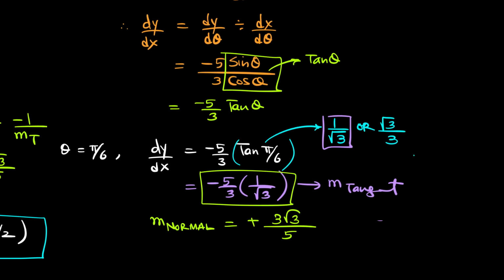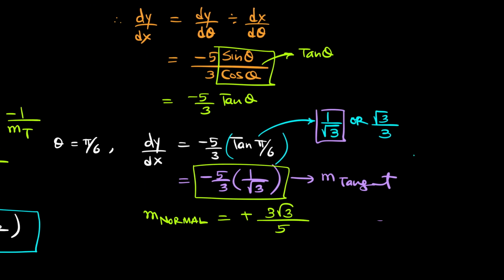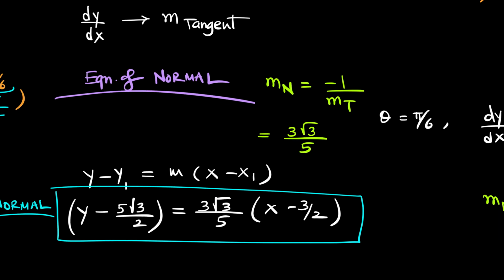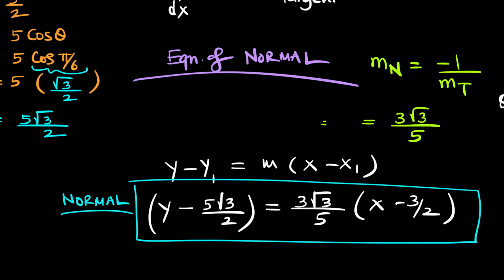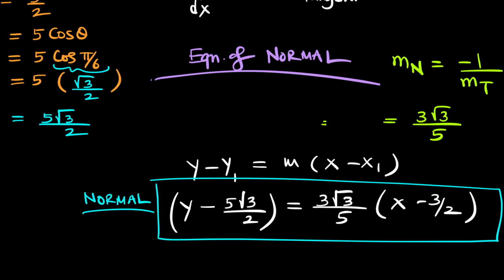And what else do we have? We have the plug-in value, which is pi by 6. In dy by dx, we find the gradient of the tangent, and the negative reciprocal is the gradient of the normal. Joining all the dots, what do we have now? We have the gradient of the normal, we have the x coordinate and the y coordinate that was written above, and hence you find the equation of the normal.